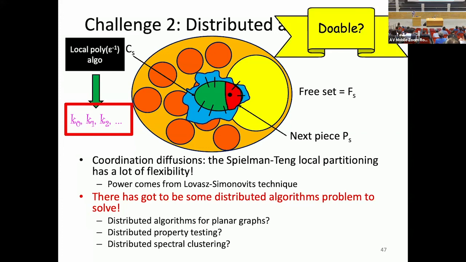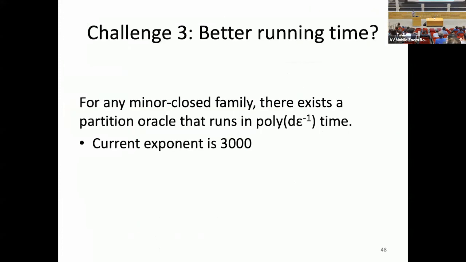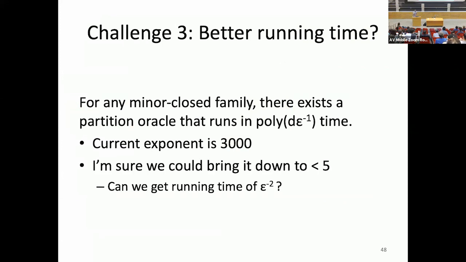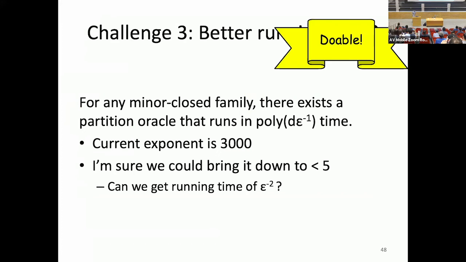Doable? Maybe. Can we get a better running time? Right now, the exponent is 3000. We didn't try to optimize it. I think you could bring it down to less than 5 by just doing the math carefully. Can you get it down to epsilon to the -2? Okay, I said doable because I think you can get it down to less than 5. I don't know if you can get the actual linear. That would be really nice.